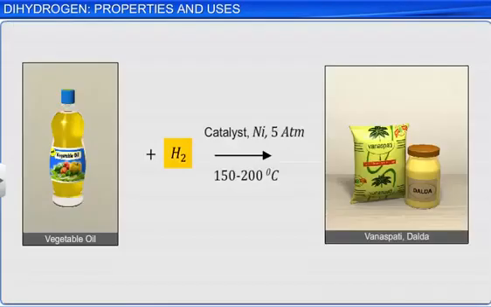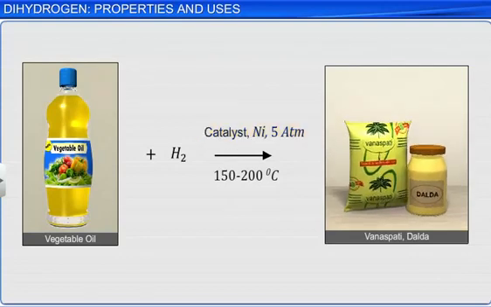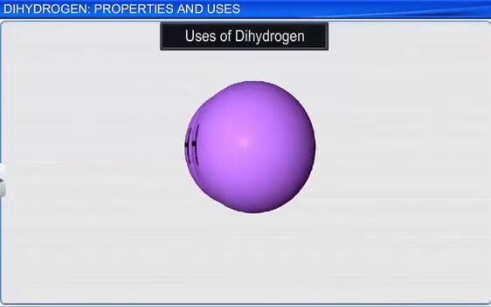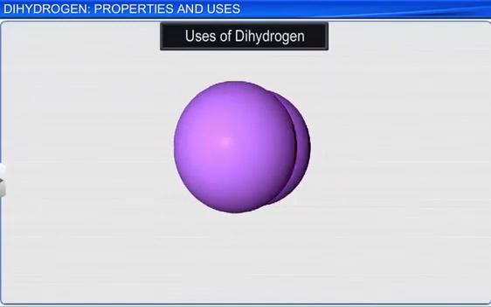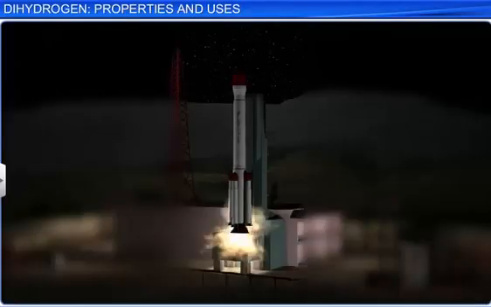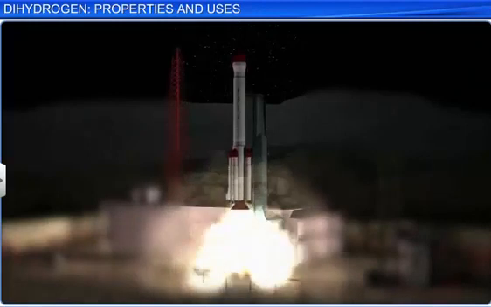Dihydrogen reacts with vegetable oils in the presence of finely divided nickel as a catalyst to give hydrogenated products such as edible fats. Because of its unique properties, like forming non-polluting products and burning in air, dihydrogen gas has many commercial uses. It is used as the rocket fuel because of its high calorific value.